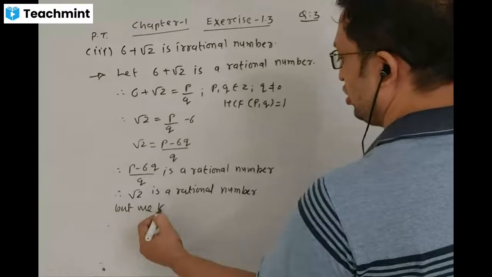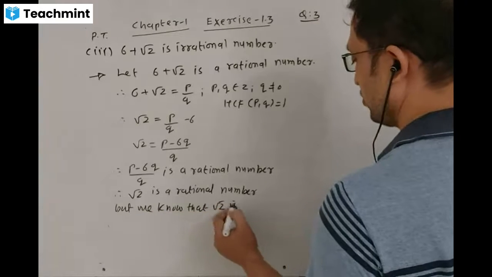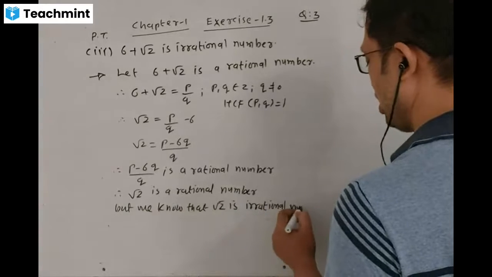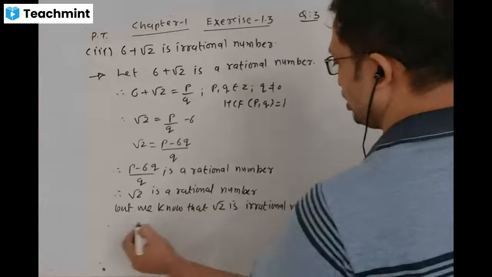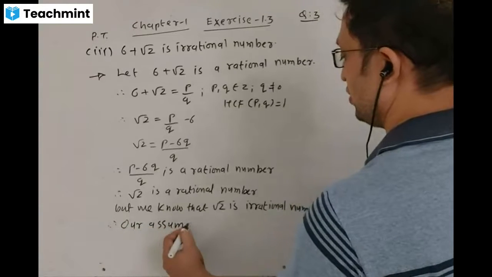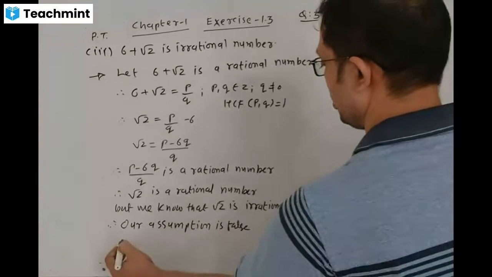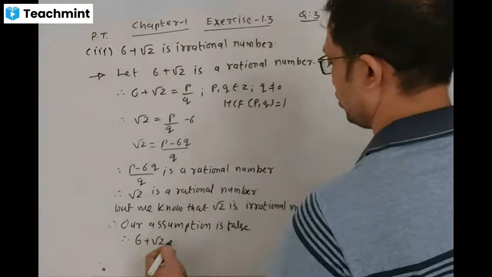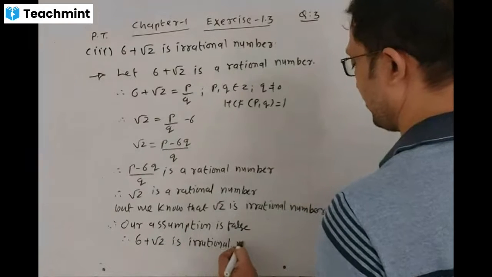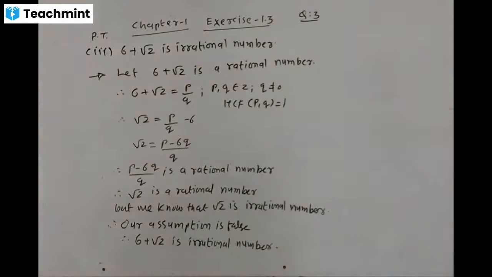But we know that root 2 is an irrational number. Therefore, our assumption is false. Therefore, 6 plus root 2 is an irrational number.